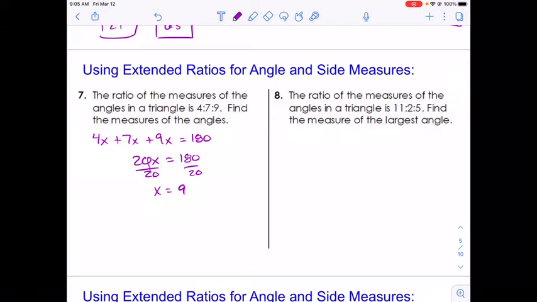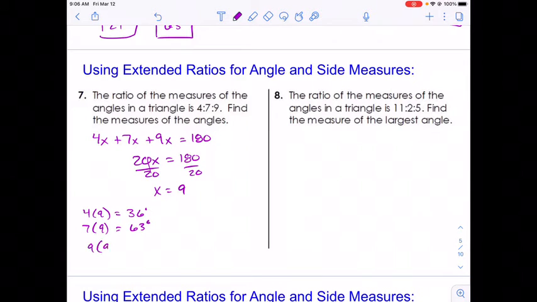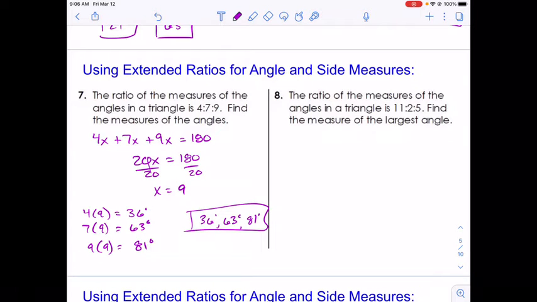So now the first angle here is 4 times 9. That's going to give us 36. 7 times 9 gives us 63. And then we have 9 times 9, which gives us 81. So we have 36, 63, and 81. Those are our three angles. So hopefully you got those.